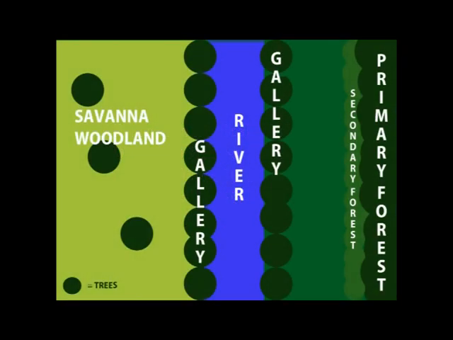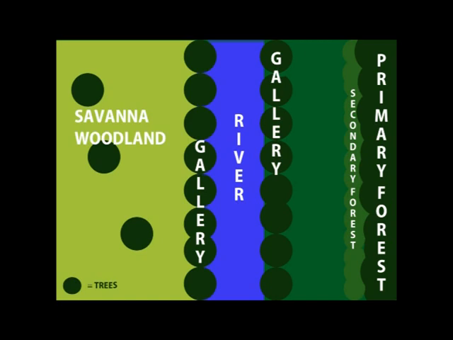This slide shows a simple diagram of different forest and woodland habitat types. The green circles represent the density of trees. Savanna woodland is open, flat, tropical grassland with varying amounts of trees and seasonal rainfall. In the centre of the diagram is a river which has gallery forest either side of it. Gallery woodland can be found along streams and rivers.